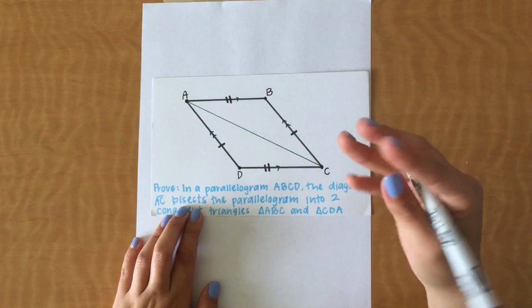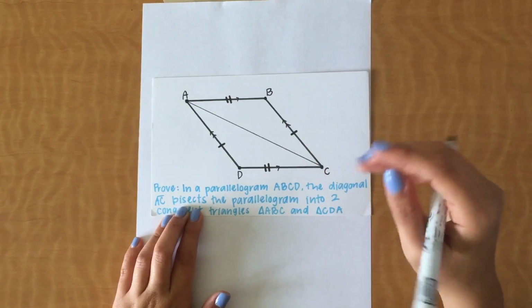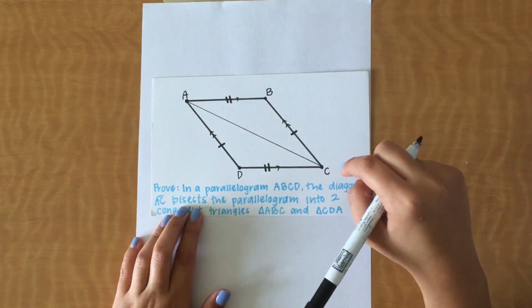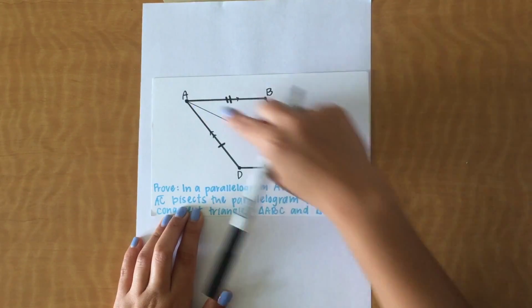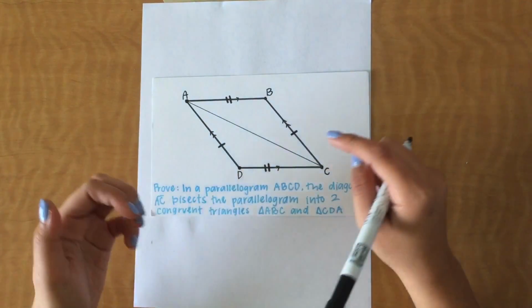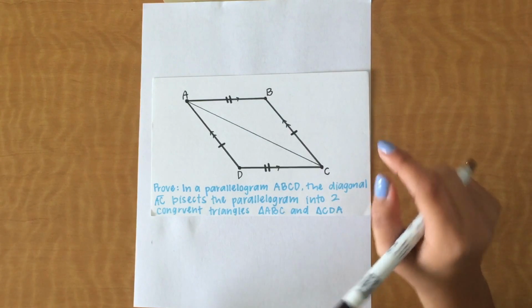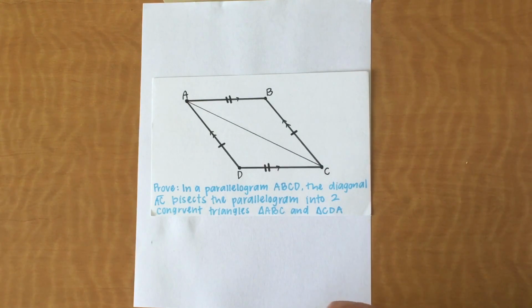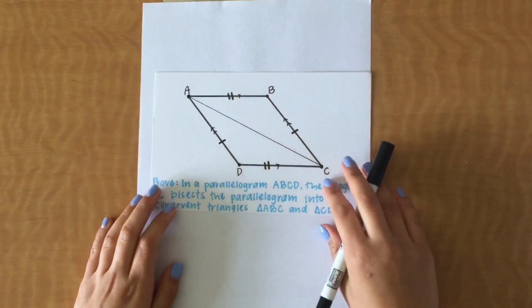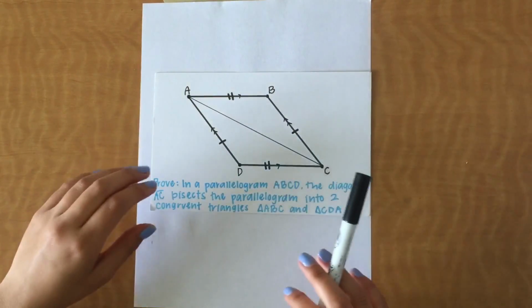So now we just need a third side if we want to use side, side, side to show triangle congruency. And so this would be the third side. And since it's the same line, it's also going to be congruent. So AC is equal to AC. And so using side, side, side, we'll be able to figure out that these two triangles are congruent.